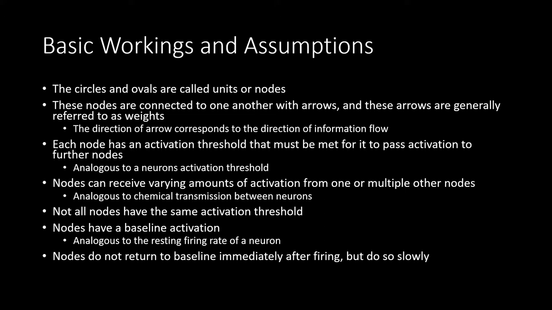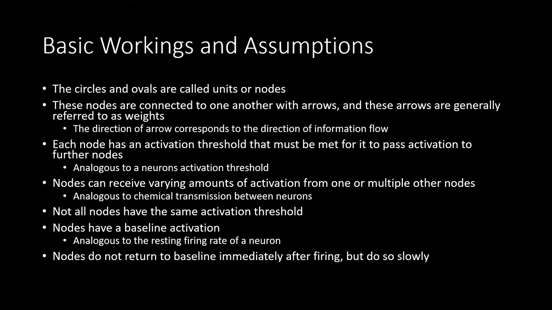Now, each node has an activation threshold. And if this activation threshold is met, it will then pass activation onwards to the other nodes that it is connected to. If it receives activation, but that activation does not cross this threshold, it will not pass activation on to the nodes to which it's connected. This is analogous to the idea of the activation threshold of a neuron. If a neuron does not reach threshold, it will not fire. This is one of the reasons why we talk about these things as biologically plausible, that they're built on the assumptions of the way the brain works, even though they do not work exactly like the brain.